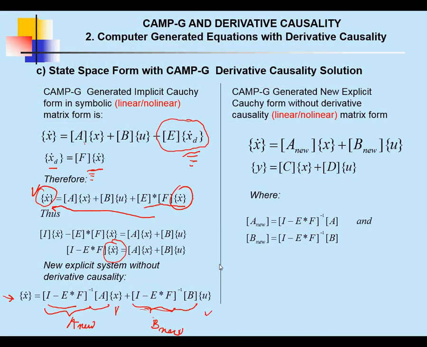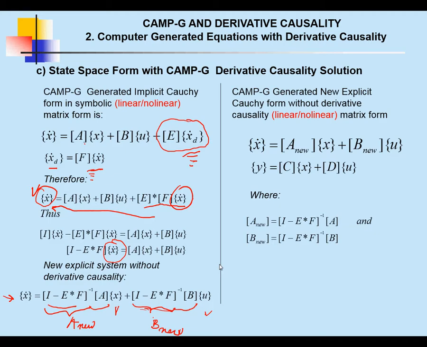So this is the heart of this paper, because I am presenting the fact that even if you have derivative form, you can still solve it by solving it as a dependent variable, combining it with the normal ones, and coming up with this new A and B matrix. So the new A and B matrix would be the solution for derivative form that CAMG will offer us.